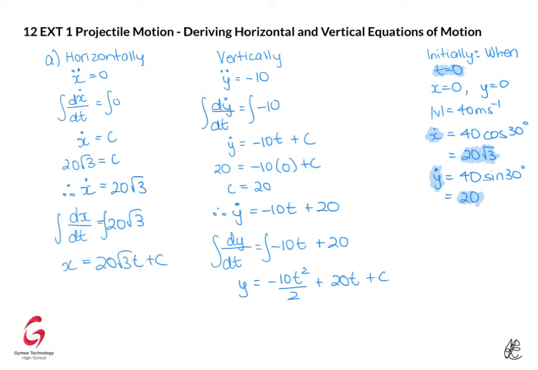And now using the initial conditions again, we will evaluate our values of c and we'll be at our answer. So when t is equal to 0, both x and y are equal to 0 because the ball was starting at the origin. So making the substitution for t, x and y, we get that c will equal 0 for both equations, leaving us with our horizontal displacement and simplifying our vertical displacement. And that's the answer to question A.